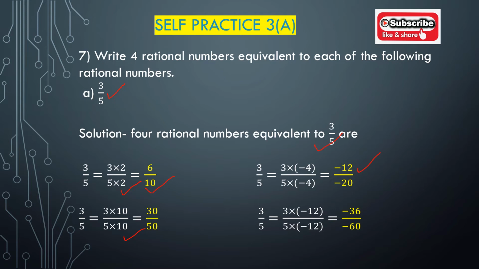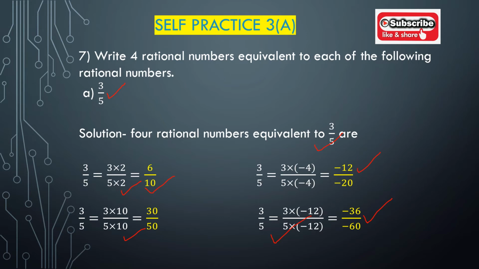If we multiply minus 12 with both numerator and denominator of 3 divided by 5, we get 3 multiplied with minus 12 is minus 36 and 5 multiplied with minus 12 is minus 60. We get minus 36 divided by minus 60. Minus 36 divided by minus 60 is equivalent to the rational number 3 divided by 5.